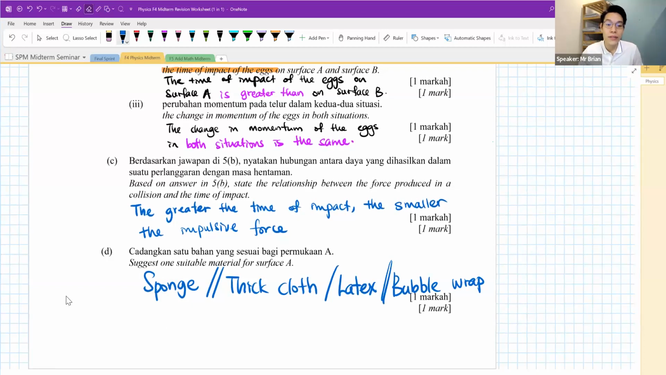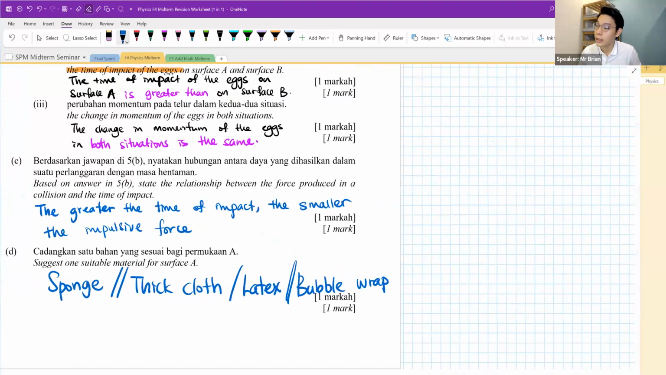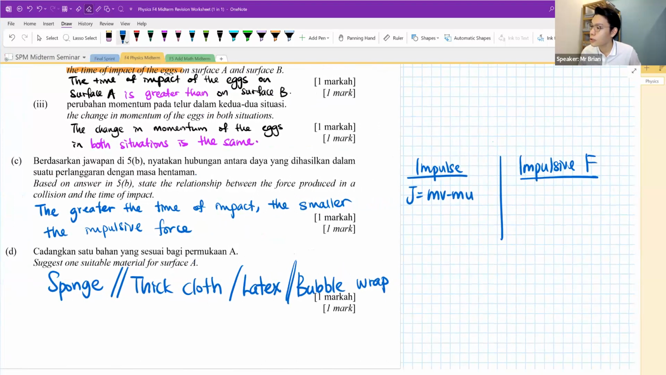What is the difference between impulse and impulsive force? Impulse is like this. Impulsive force is like this. The highlight for impulsive force is the greater the impact time, the smaller the impulsive force.